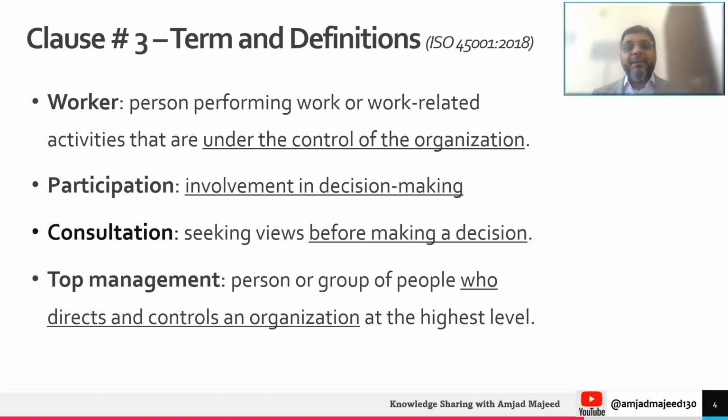Okay, while they are the decision makers, they must demonstrate that whatever is important for the occupational health and safety management system, they are reflecting it through their actions, not by their words. Okay, you remember we discussed walking the talk. So that is top management.